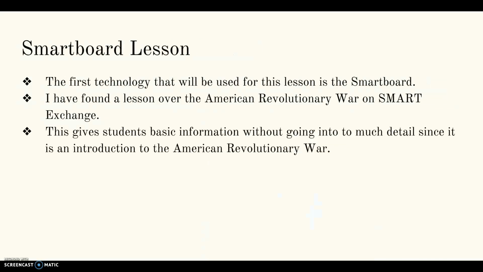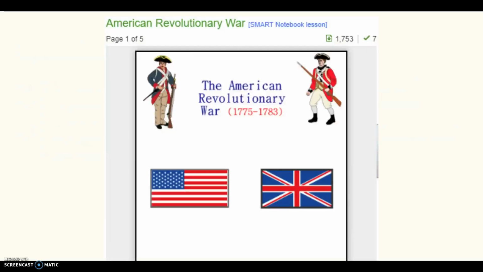So for the smartboard lesson, I decided that they were going to do a Smart Exchange lesson on the American Revolution, and it just gave the students basic information, and it wasn't going into too much detail. It was just an introductory lesson. Here is the screenshot of the lesson.